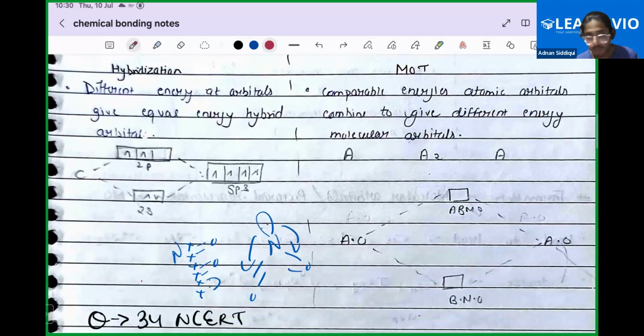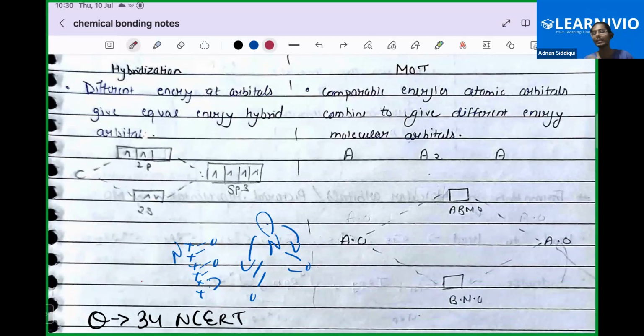So in hybridization, what were we doing? We had different atomic orbitals, right? If you talk about 2s, it is a different atomic orbital. If you talk about 2p, it is different. They both have different energy as well. The purpose of hybridization was to get a set of hybrid orbitals which have equivalent energy.